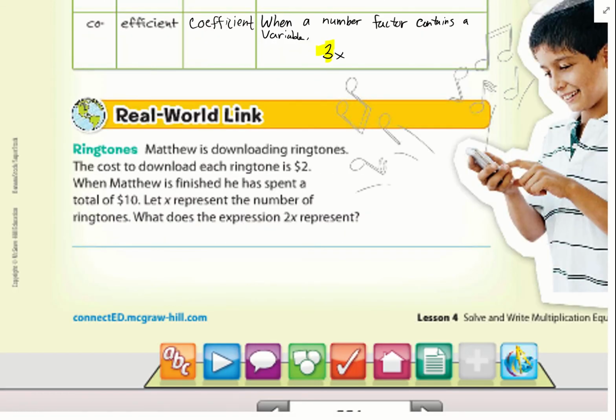Real world link. Matthew's downloading ringtones. The cost to download each ringtone is $2. When Matthew is finished, he has spent a total of $10. Let x represent the number of ringtones. What does the expression 2x represent? So the equation is going to be 2x equals 10. But 2x represents $2 for each ringtone purchased.